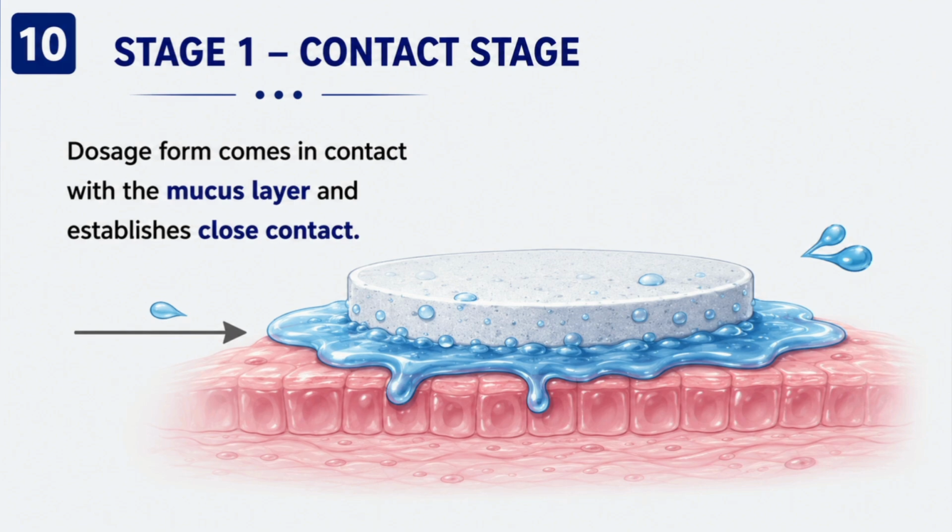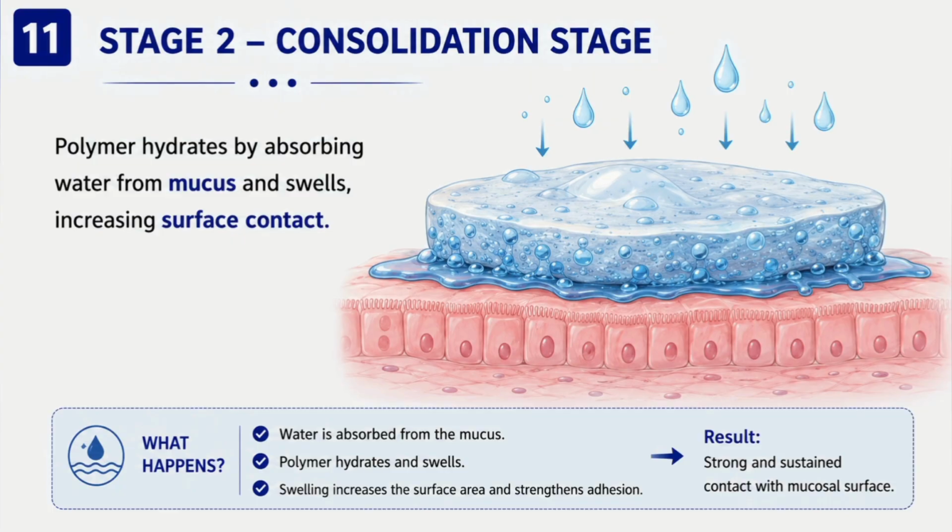After contact consolidation, the adhesive interaction becomes stronger. The polymer hydrates by absorbing water from the mucous environment. It may swell also, so the polymer chains become more mobile here. This can increase the interaction with the mucin chains. Imagine dry noodles and cooked noodles. Dry noodles are rigid. After absorbing water, they become flexible, right? Similarly, polymer hydration can increase the chain mobility and facilitate the interaction with the mucin network here.